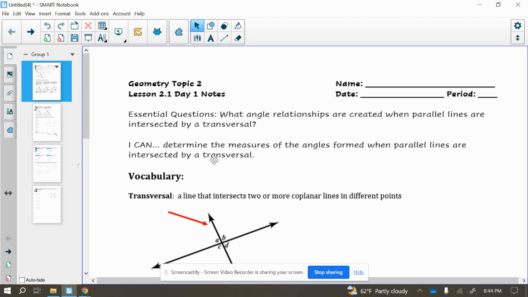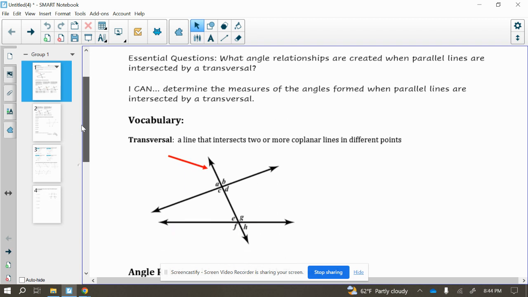Today we are going to talk about the relationships that are created when we have lines cut by a transversal, and specifically what happens when they are parallel, what kind of angles are formed.